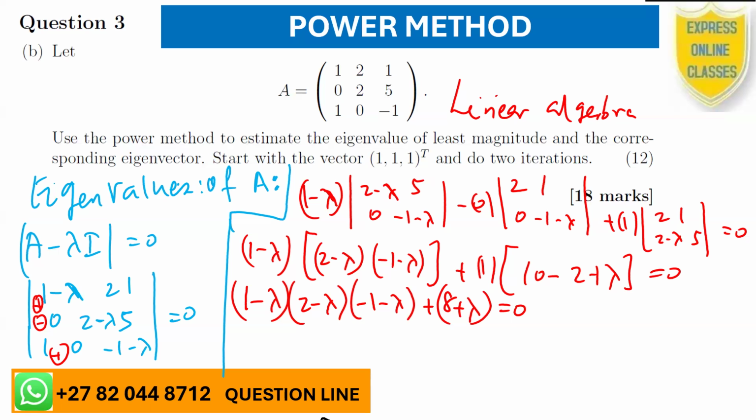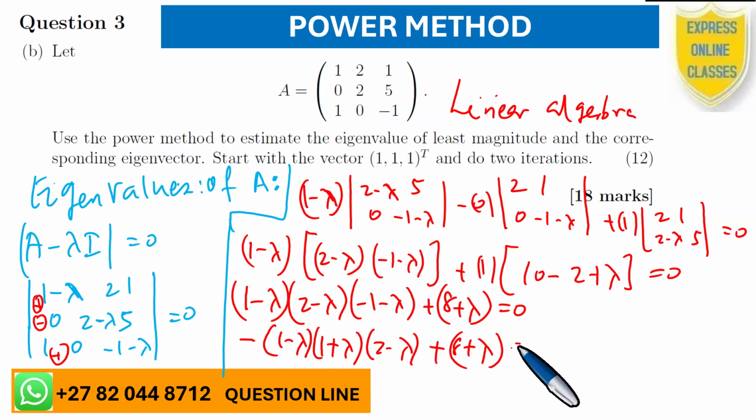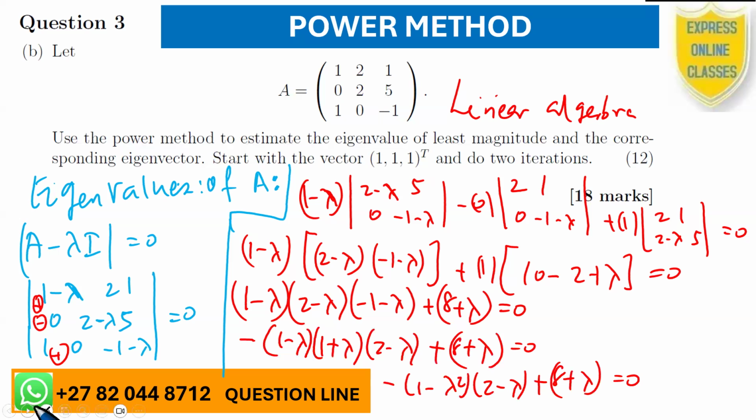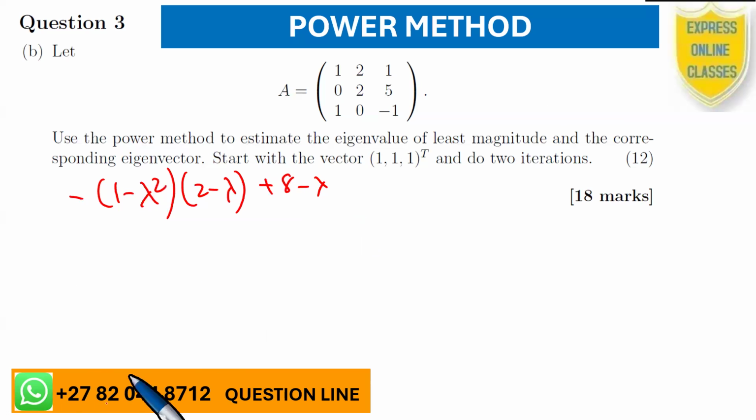Right, obviously you have exactly this here. If you multiply out everything, put out the negative, you have 1 minus lambda, 1 plus lambda, 8 plus lambda, 1 minus lambda squared, 8 plus lambda, minus 1 minus lambda squared, 2 minus lambda plus 8 minus lambda plus 8 plus lambda equals 0. Just check this out.